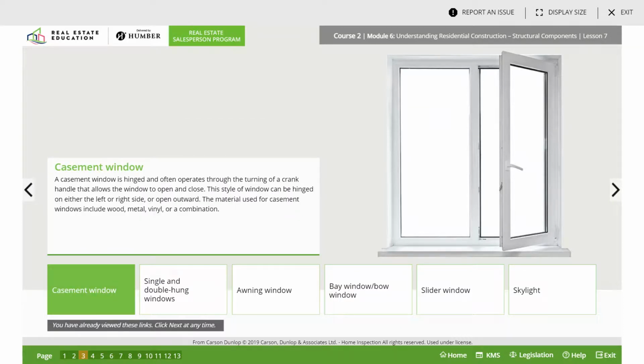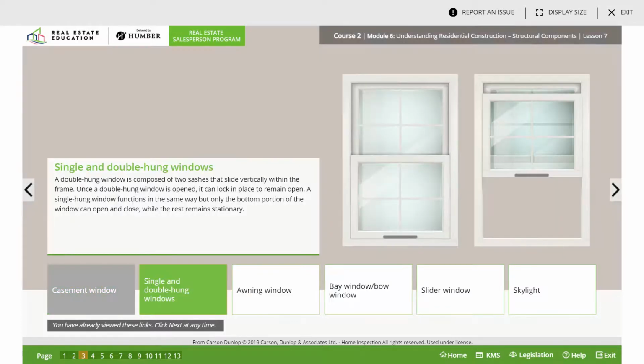Window styles and characteristics. There is a casement window. A casement window is hinged and often operates through the turning of a crank handle that allows the window to open and close. A window can be hinged on either the left or the right side, or open outward. Materials used for a casement window include wood, metal, vinyl, or a combination.